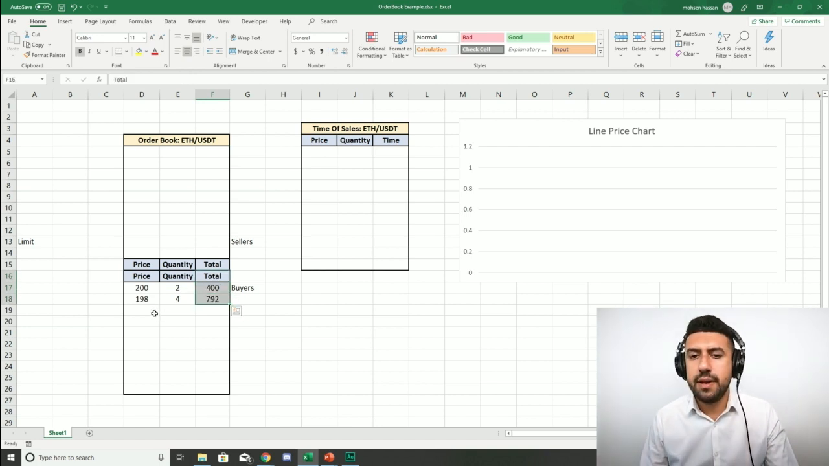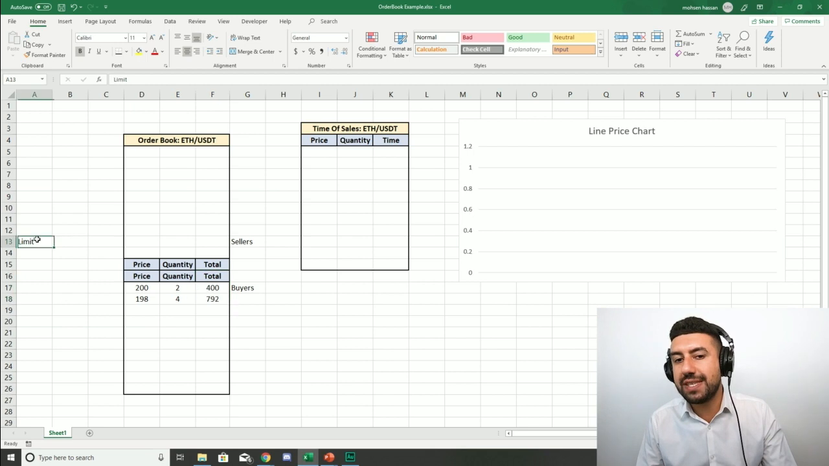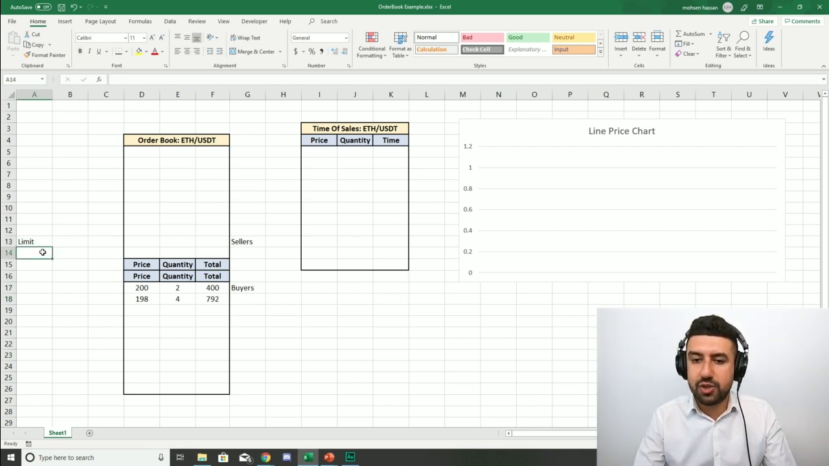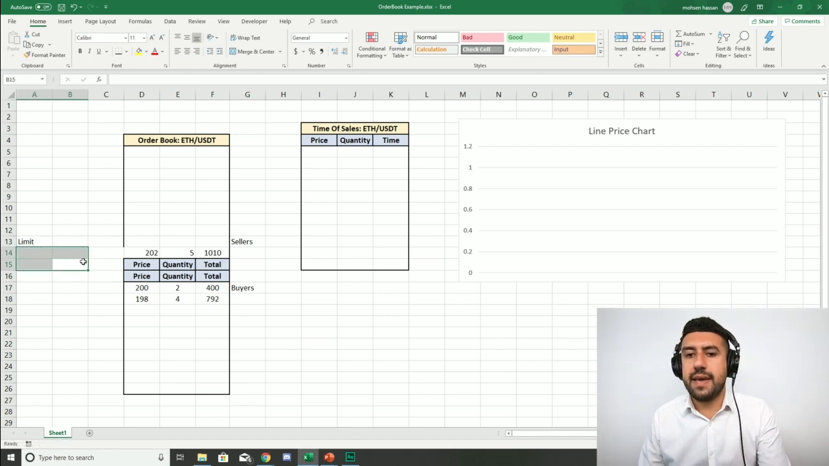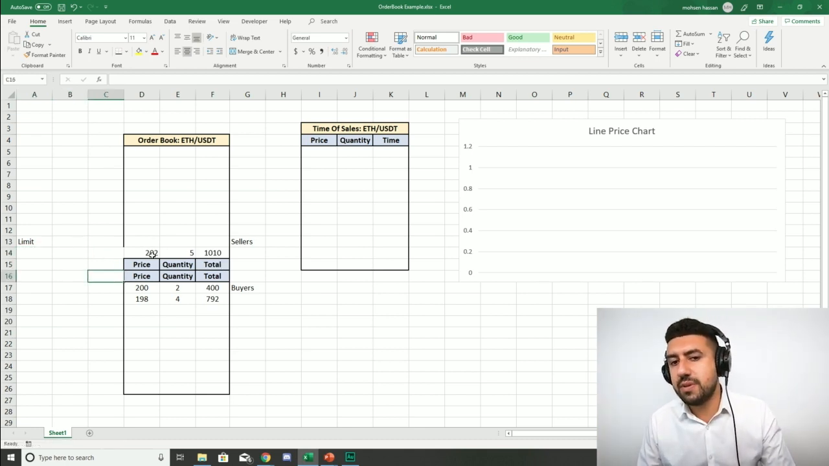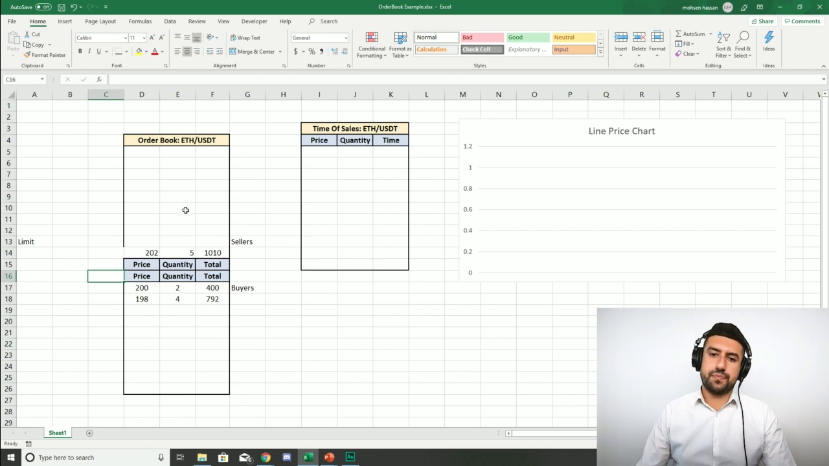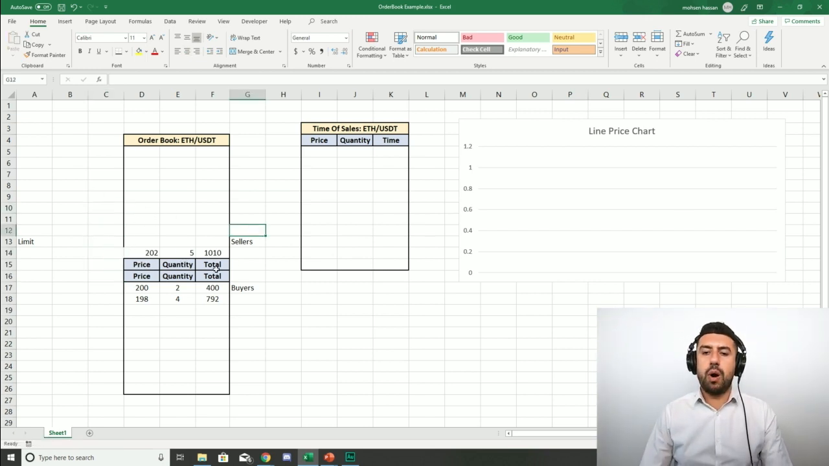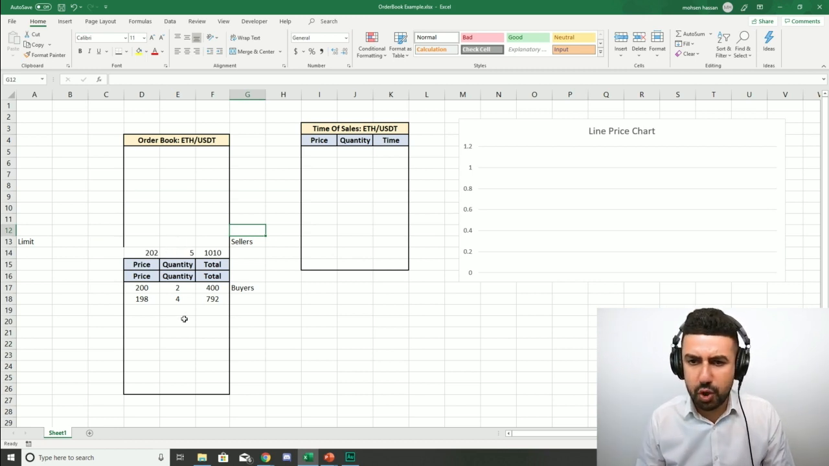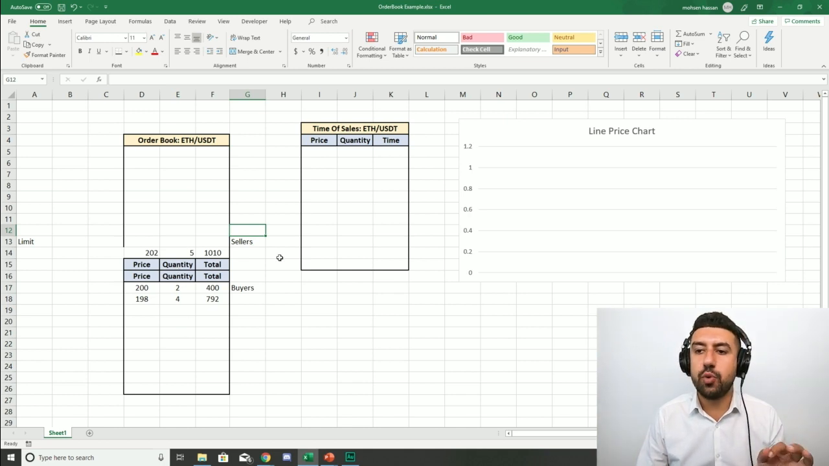Okay. Now somebody else, let's say, wants to sell, and this person wants to sell at $202, 5 Ethereums. Okay. Well, this one is going to go here and it'll show up on the sell side. So now we have this order book, but there's no transactions that happened yet. Nobody bought or sold.